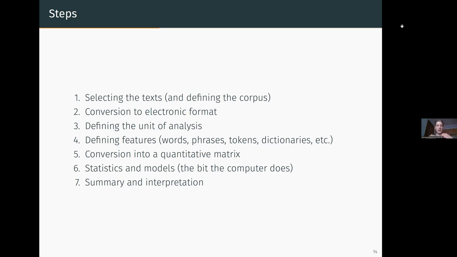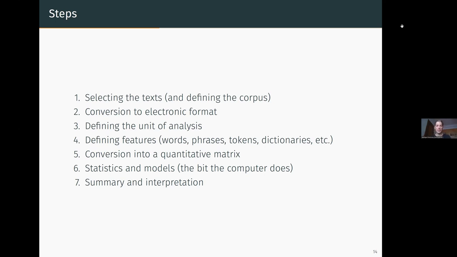You need to convert this to electronic format, and then figure out what it is you want to measure. Are you interested in emotions? Are you interested in party positions? Are you interested in word choice? What is it you care about? With that, you have to define what your features are. Are you looking at individual words? Are you looking at longer phrases? Are you looking at tokens, which can also be n-grams, like two words in a row, etc.? Are you caring about dictionaries?